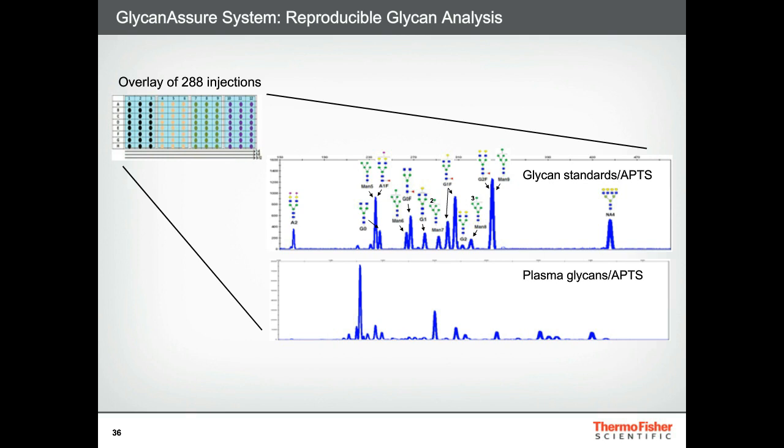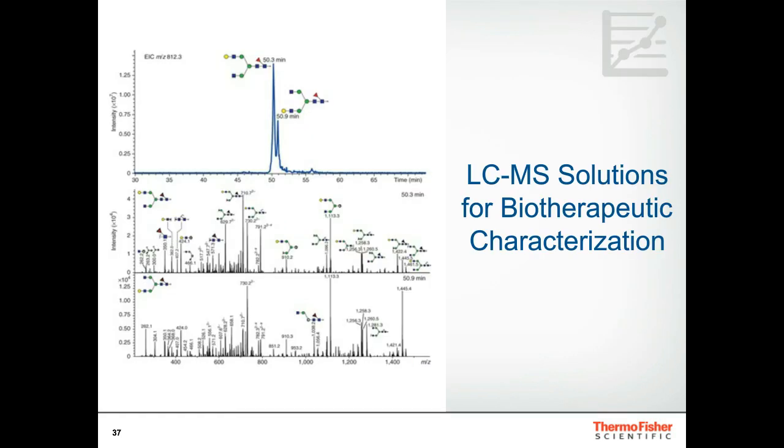In addition to Glycan Assure system, Thermo Fisher Scientific has a repertoire of other products to assist you with your glycoanalytics needs. These products are available to support the analytical workflows that enable you to generate the necessary data to characterize your biotherapeutic.